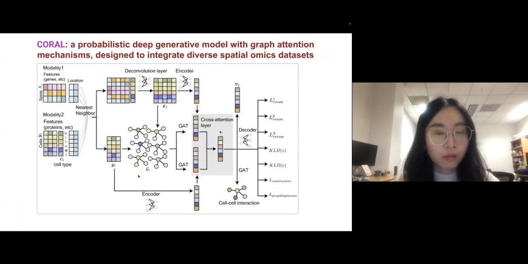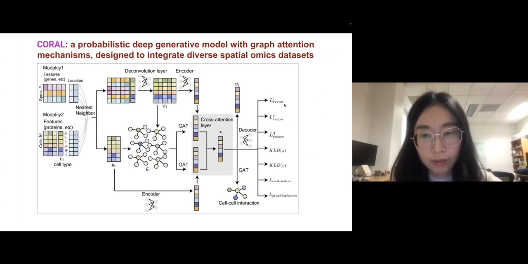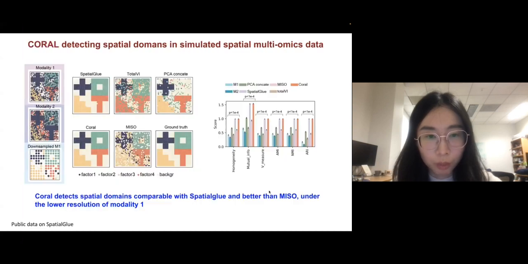Okay, so the overall model is shown like this. We have two important inputs: the spot level data modality and the cell level modality. We integrate them and create the graph. And we have the graph attention layer, and we have the cross attention. We have an overall spatial variable, and in the optimization process we have not only the reconstruction loss and the KL divergence, but also two regularization terms that try to capture the heterogeneity, and also capture the spatial smoothness of the sample.